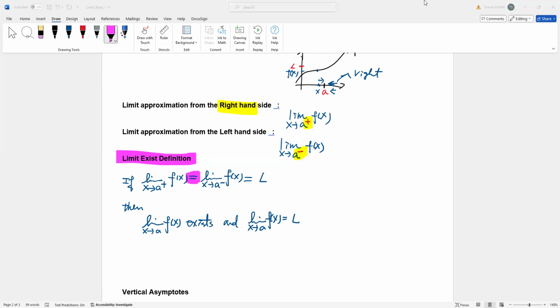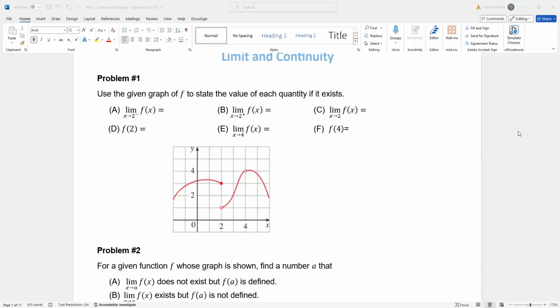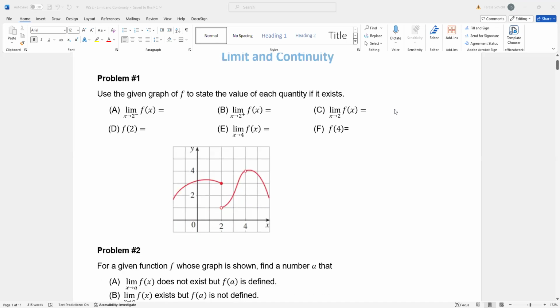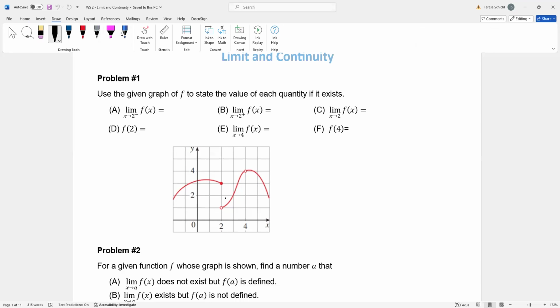Now let's go to our worksheets and take a look at some problems based on these definitions. This is our first worksheet, called Limits and Continuity. Let's look at problem number one. This is the graph. The first thing here is the limit as x approaches 2 from the left-hand side. So x is getting closer and closer to 2 from the left, which means my function value is getting closer and closer to 3.